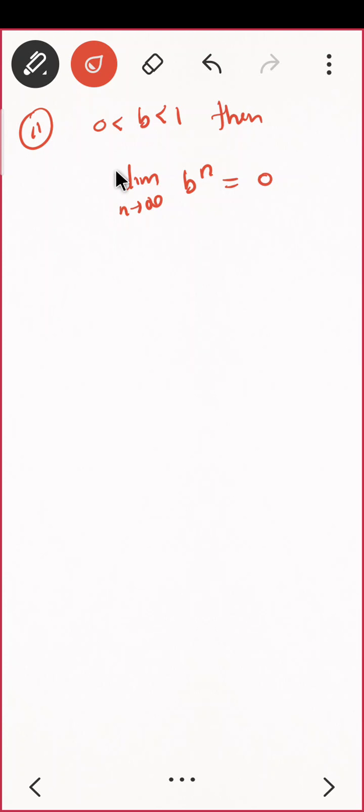First of all, do you observe that if b is between 0 and 1, then b raised to n will go to 0? You can take some values. Suppose you take b equal to 1 by 2, that is 0.5, which is lying in between. Then what is 0.5 square, 0.5 cube? Do you see they are going towards 0? Do you observe that? Yeah, good.